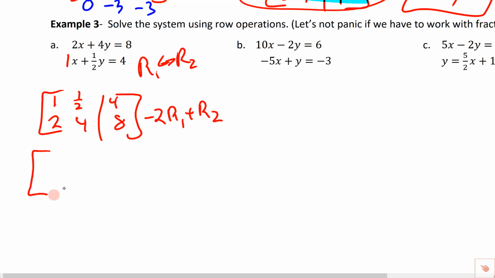Row 1 gets to stay the same. We like the way that looked. That's going to be a 1, a 1/2, and a 4. I'm going to multiply by a -2. That's going to be -2. That's going to be a -1, and that's going to be a -8. Then I'm going to add these together. So -2 and 2, that makes a 0. We like that. -1 and 4, that makes a 3. I'm okay with that.